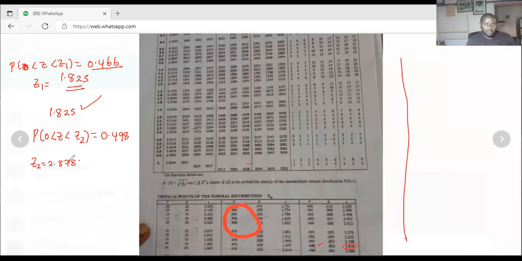Oh, I'll give you one more. First give me number 3, Roman 3. Roman 3 says? Probability of 0 less than Z less than Z3 is equal to 0.475. Very good. This is what I wanted. Whoever was doing something, pause and pay attention. Attention here is required.